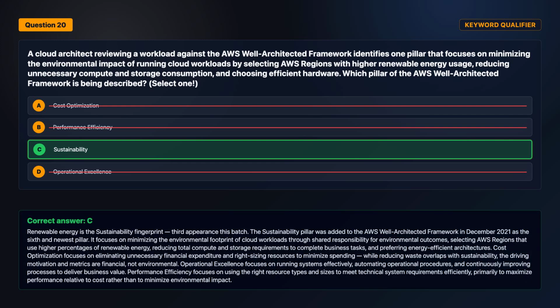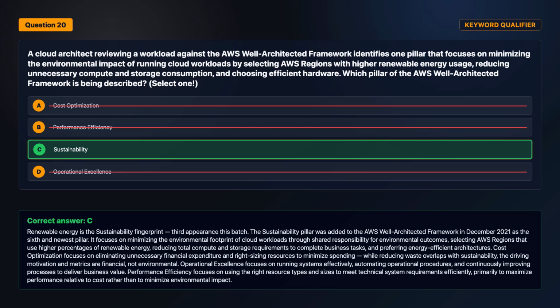The correct answer is option C. Renewable energy is the sustainability fingerprint, third appearance this batch. The sustainability pillar was added to the AWS Well-Architected Framework in December 2021 as the sixth and newest pillar. It focuses on minimizing the environmental footprint of cloud workloads through shared responsibility for environmental outcomes, selecting AWS regions that use higher percentages of renewable energy, reducing total compute and storage requirements to complete business tasks, and preferring energy-efficient architectures.